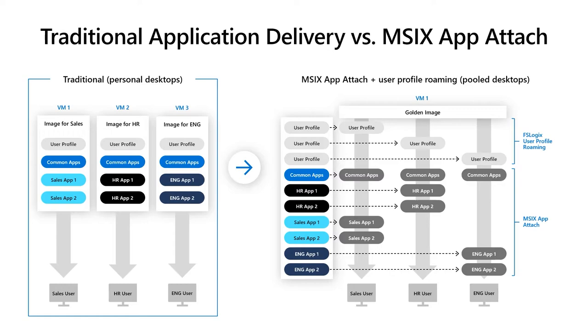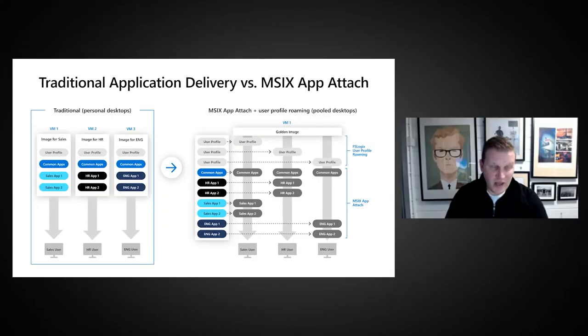If there's a requirement to update just one of those common apps, then that application needs to be rolled out across all virtual machines, all images that that is present in. And then if there's a departmental app, like the HR app there, if that needs to be updated, that's another update to that HR image. The point here is that's a lot of admin and a lot of overhead. What we want to do is to be able to move over to the right-hand side, which is effectively bringing this dynamic delivery of applications.